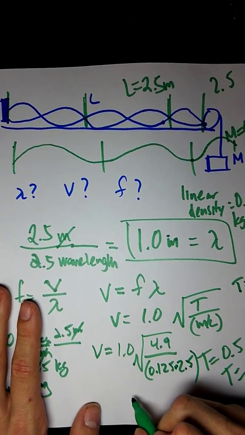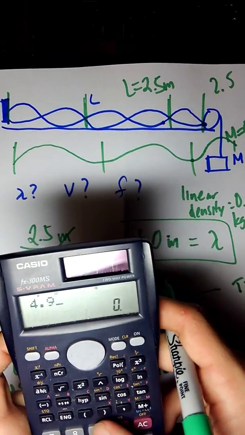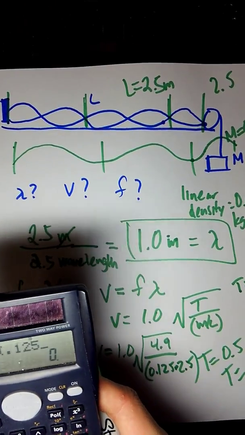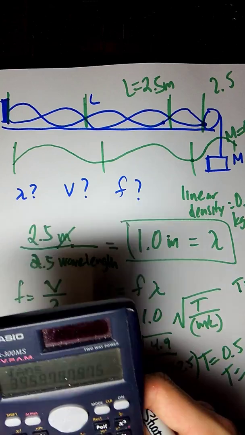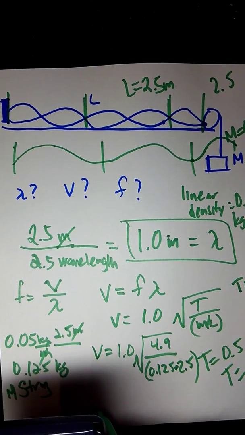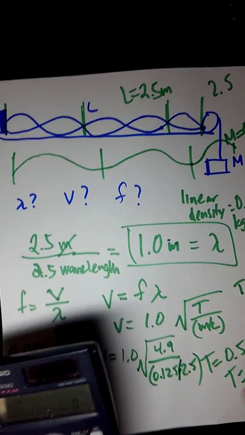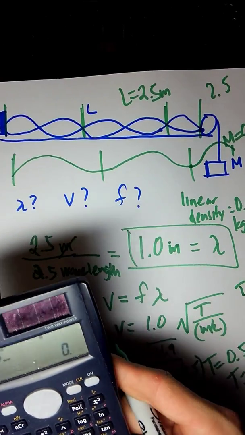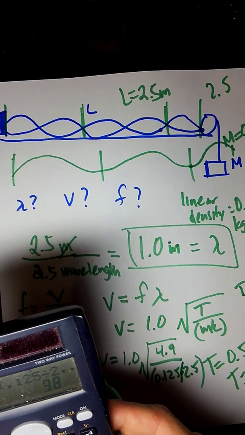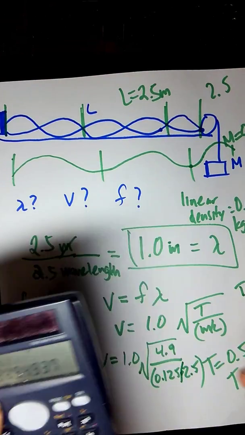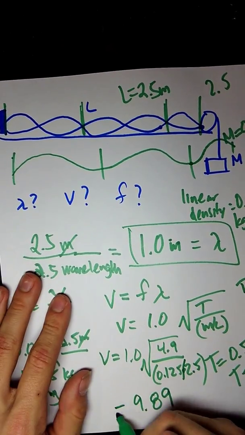And when I plug this all into my calculator, I plug in 4.9 divided by 0.125 times 2.5. Sorry, my apologies, I just had to divide this. So I get 4.9 divided by 0.125 divided by 2.5, and taking the root of this answer, I get 9.89. So 9.89 is equal to my velocity.